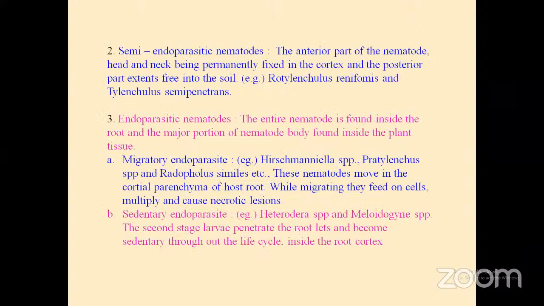Coming to the semi-endoparasitic nematodes, as I already told you, the anterior part of the nematode, that is the head, gets fixed in the cortex after entering through the epidermis. Once the external epidermis is crossed, it enters the cortex. One more important point to learn is that these nematodes always attack only the feeder roots. Why? Because, as you already know, plants have two kinds of roots: anchor roots and feeder roots.